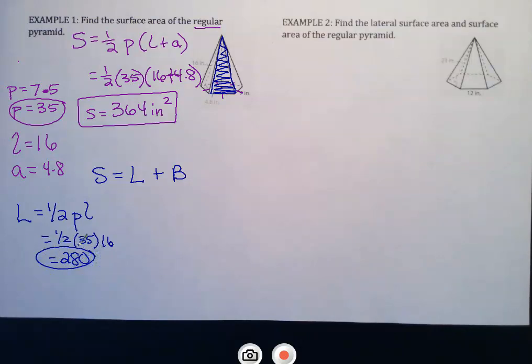Okay. And then we would have to find the area of our base. What shape is our base? Pentagon. Anybody remember the formula for the area of a pentagon? For any regular n-gon, it's 1/2 the apothem times the perimeter. So it'd be 4.8 times 35. The perimeter of the base was 35. So half of 4.8 times 35 is what?